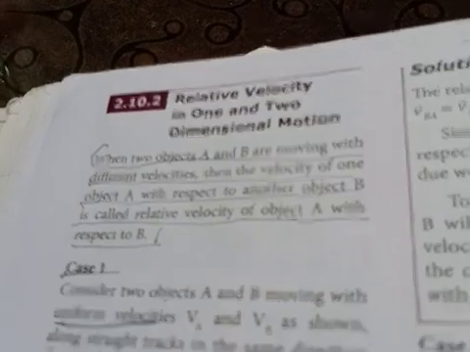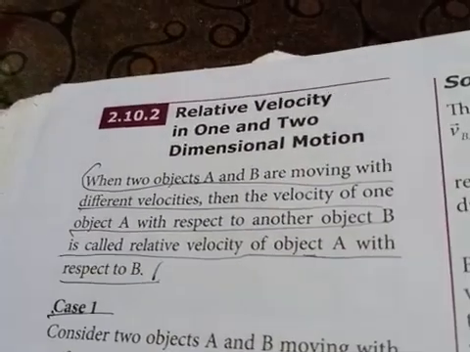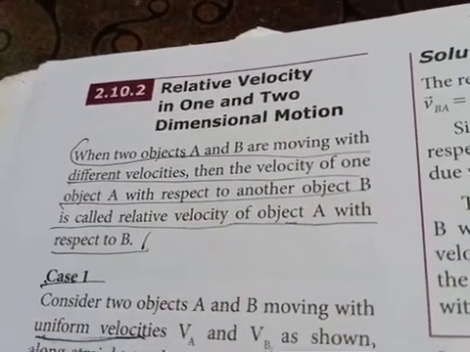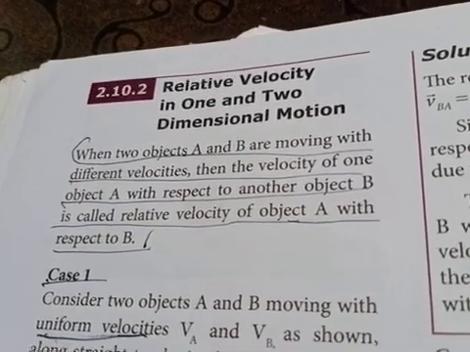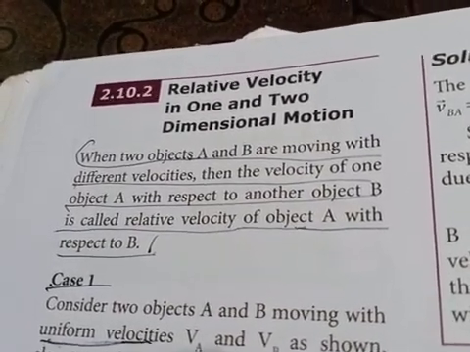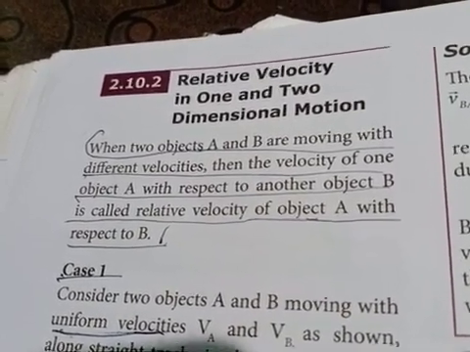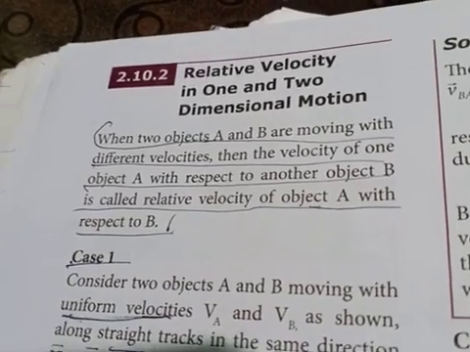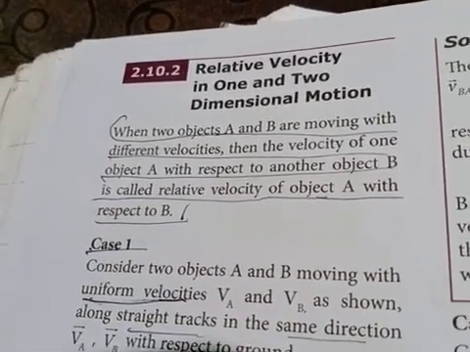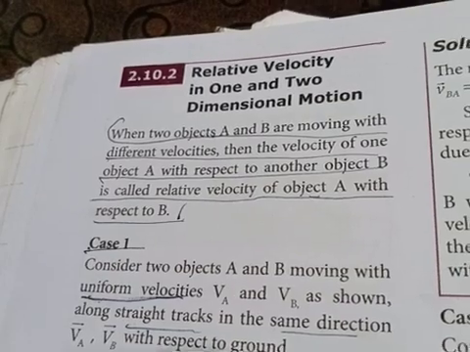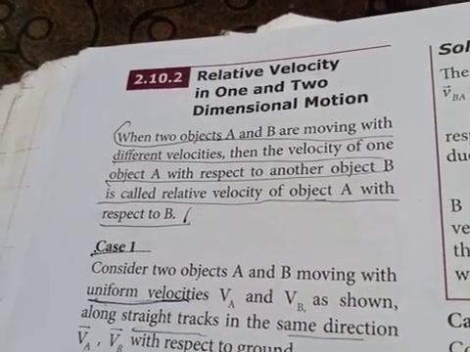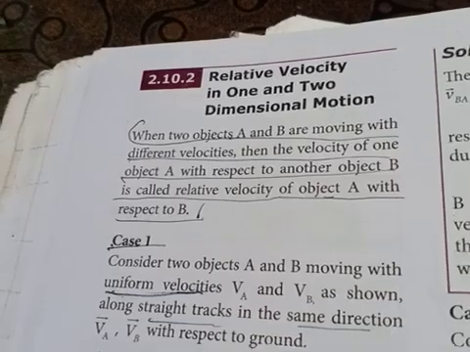And here there is one definition. When two objects A and B are moving with different velocities, then the velocity of one object A with respect to another object B is called the relative velocity of A with respect to B. And this is just a definition. Now you can see case 1, case 2, case 3. Three cases are there. Let us see what the cases are. First case, you see.